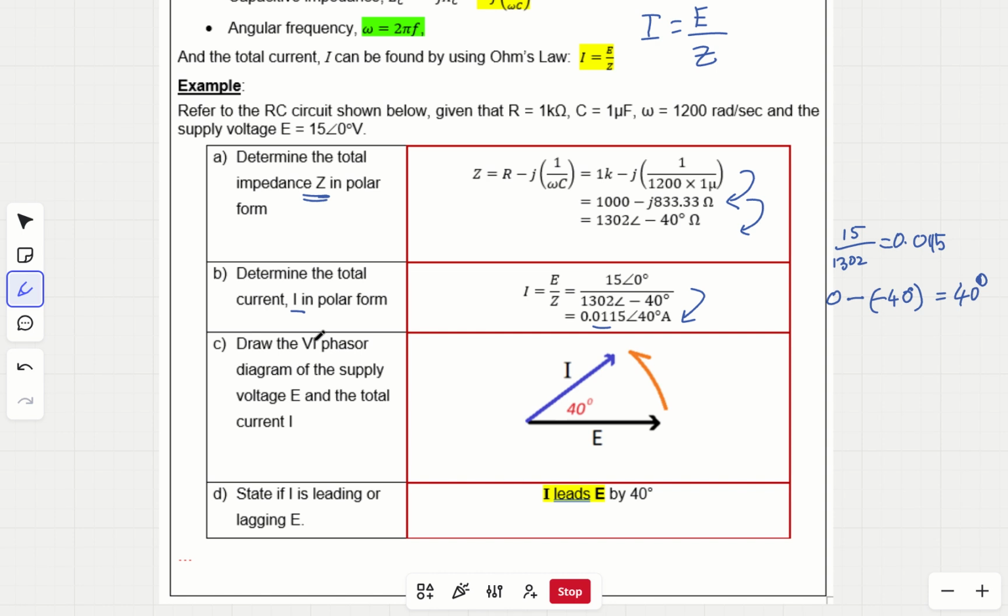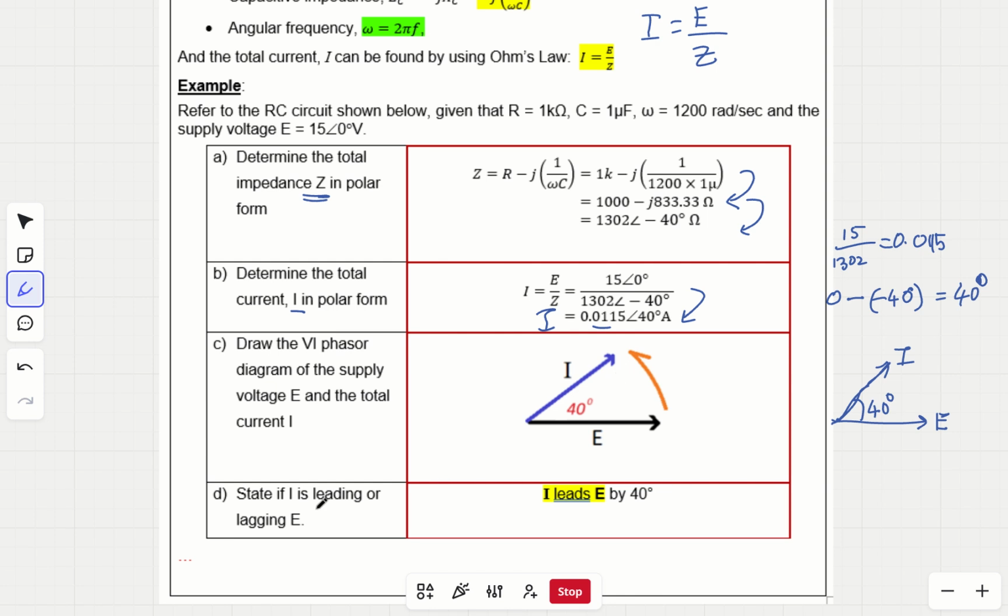Next is to draw the phasor diagram. To draw the phasor diagram, E, the angle is 0, so we just put it straight here. This is 0 angle and we label it as E. And for I, the angle is 40. So 40 means positive angle, we draw it on top. So we just draw this I and write the angle here. That's all for the phasor diagram.